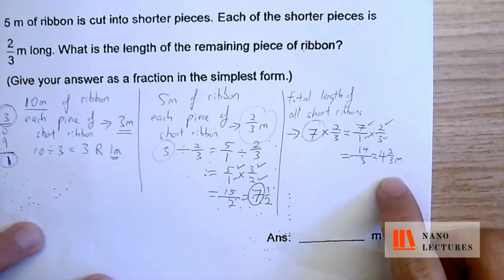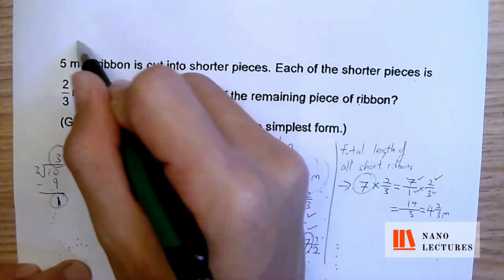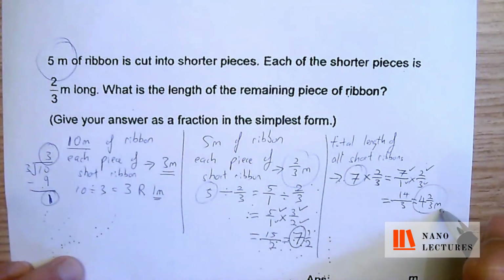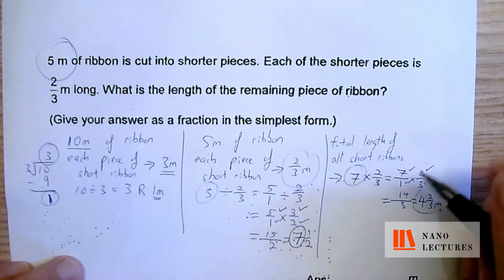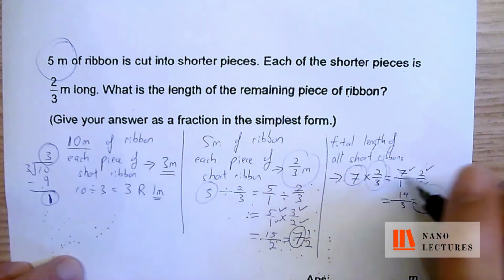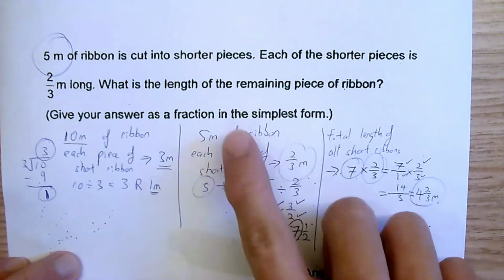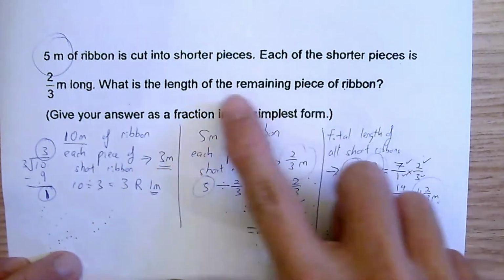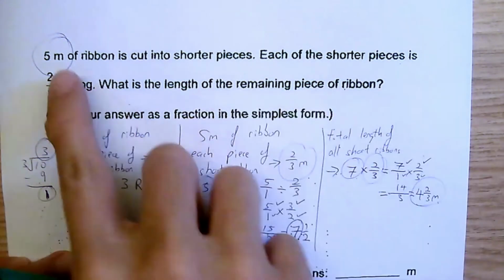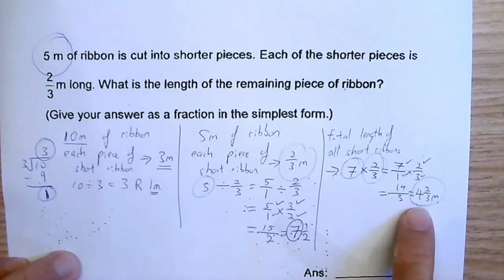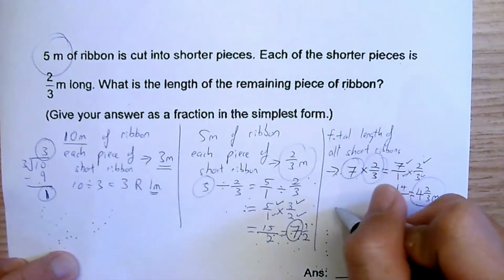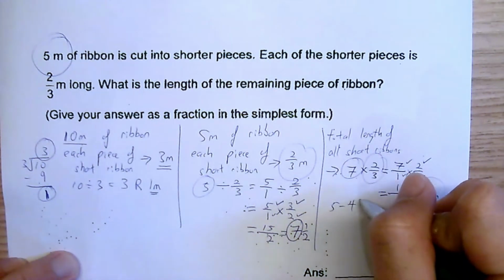Okay, so out of this 5 meters ribbon, 4 and 2/3 meters is used to make 7 sets of ribbon, each of which is 2/3 meters long. So they ask what is the length of the remaining piece. The length of the remaining piece will be, take the full length minus this length, and that will give you the remainder. So you take 5 minus 4 and 2 over 3.